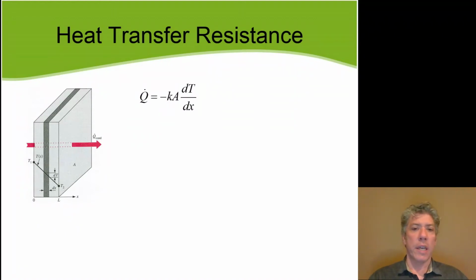So now let's talk about heat transfer resistance. You've seen Fourier's rate equation before, and I presented it to you as negative kA delta T over delta X, and now I'm going calculus on you, right? I'm changing it from a delta to a d, a differential temperature change. Well, what's going on here?